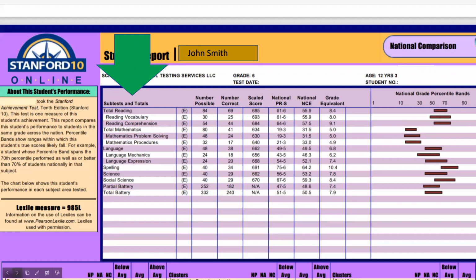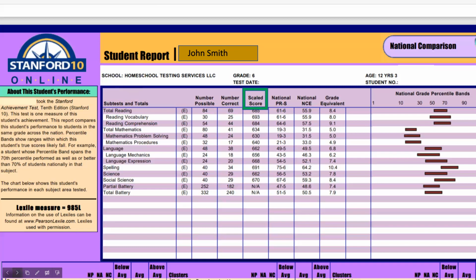Here is the list of subtests that John took, along with partial battery and complete battery. Partial battery is the complete battery score, excluding the subtests of social science and science. Complete battery is the overall test score. The number possible is the total number of questions given for each subtest. The number correct is the number of questions John answered correctly on a subtest.